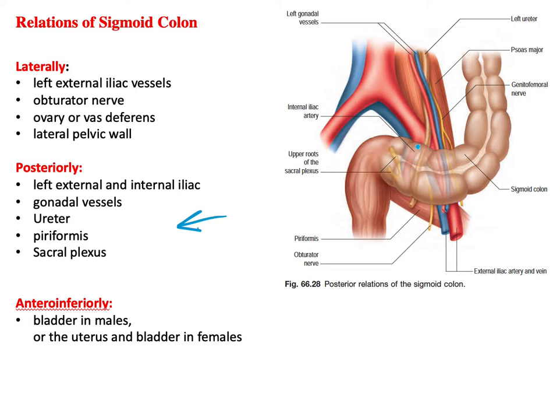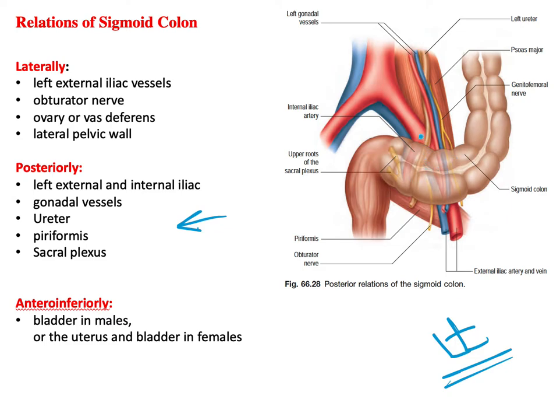Look at the left internal and external iliac branch. They are located behind it. That means what's behind the sigmoid? The branch of the common iliac. That means you have the internal and external iliac arteries. Of course, I'm talking about the left side, right? Because the sigmoid is on the left side.